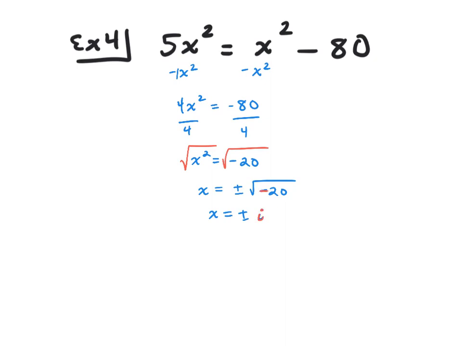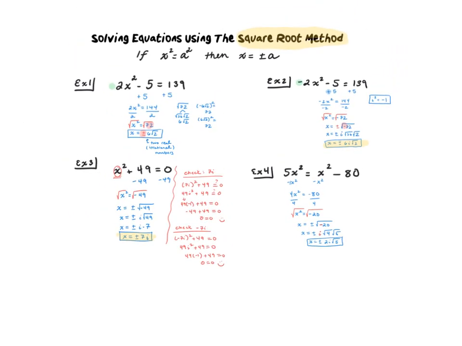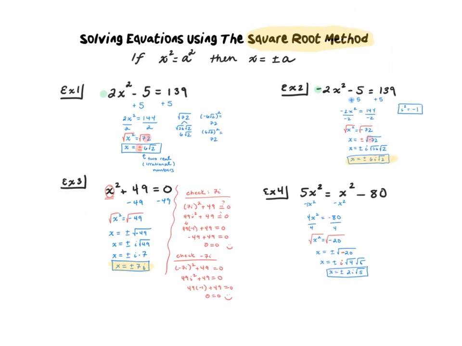And then the square root of 20 is 4 and 5. Square root of 4 times square root of 5. So plus or minus 2i root 5. That root 4 is the 2. This root 5 stayed, and then that i is hanging out there. So there you have it. That is solving equations using the square root method.